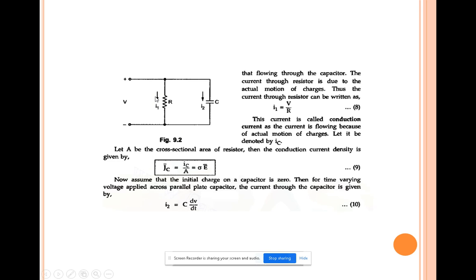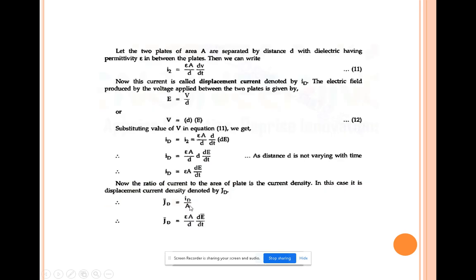That is, as time changes, the voltage value also changes. So this is provided across the parallel plate capacitor. The current through the capacitor is given as I2 equal to C into dV by dt. Due to the change of voltage with time, the current at the capacitor will be C into dV by dt.